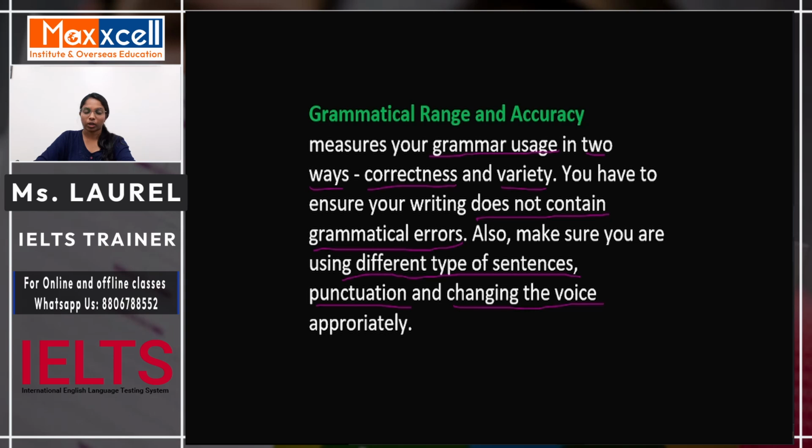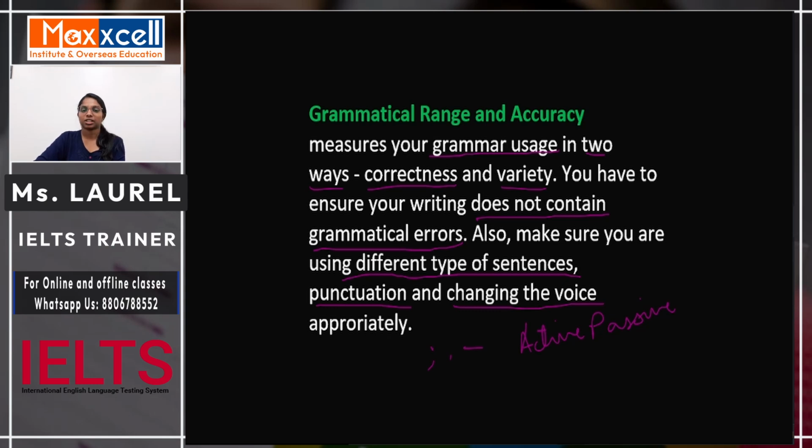What do I mean by voice? Active or passive voice. So you have to switch up your writing. You have to include active as well as passive sentences. You also have to include different types of punctuation. Try different types of punctuation like using a semicolon or a double hyphen, and make sure that you are including a lot of different types of sentences.